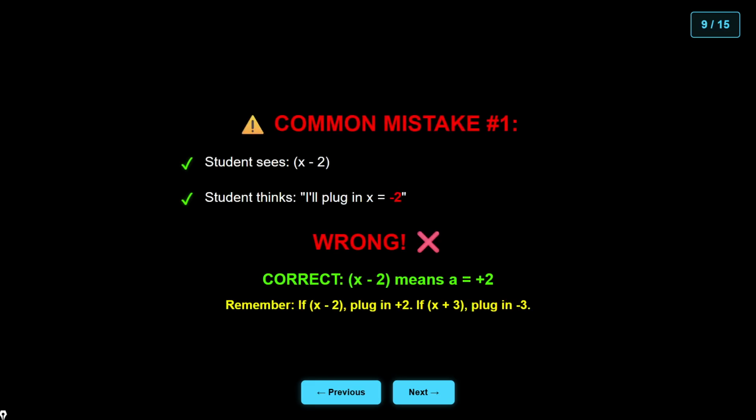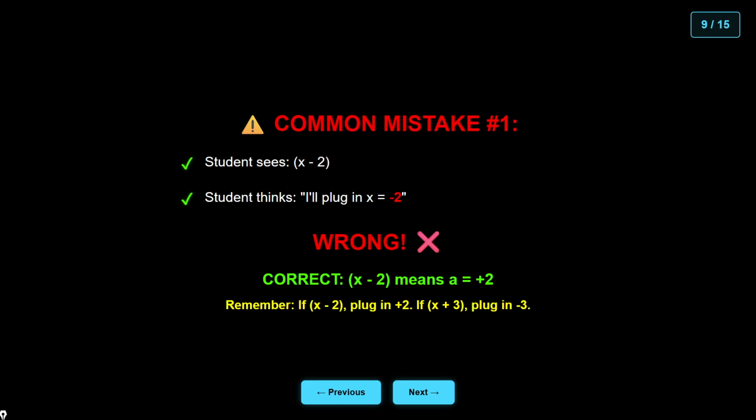Now let's see some common mistakes that students make. This will cost students a lot of points. Student sees the divisor x minus 2. Student thinks, I'll plug in negative 2 instead of positive 2. That's wrong. That's incorrect. Here's the correct way. x minus 2 means a equals positive 2. You plug in positive 2, not negative 2.